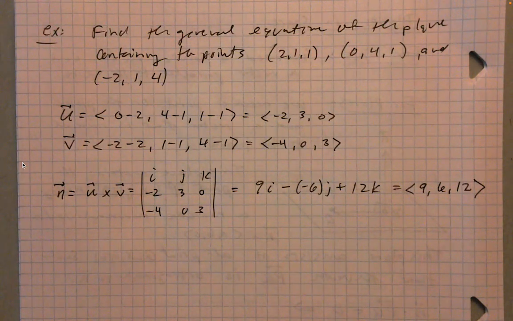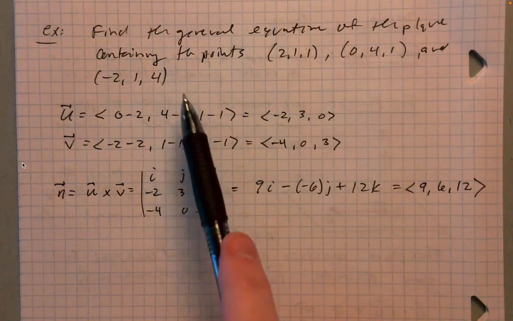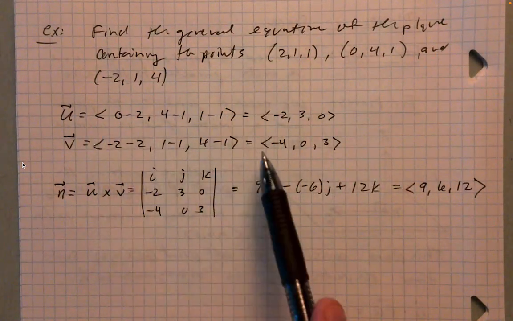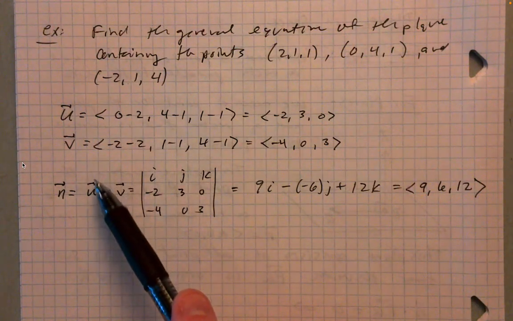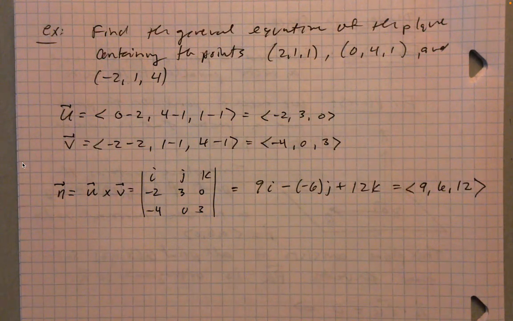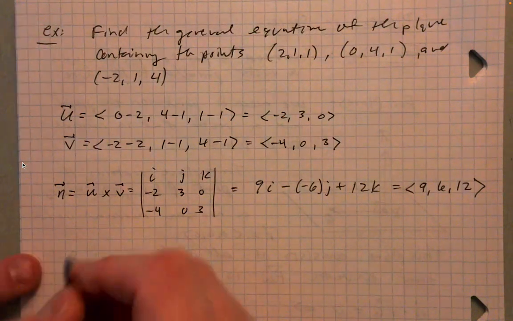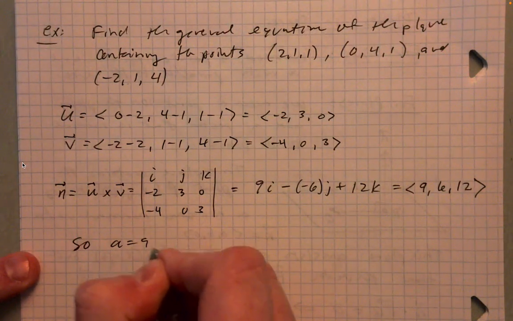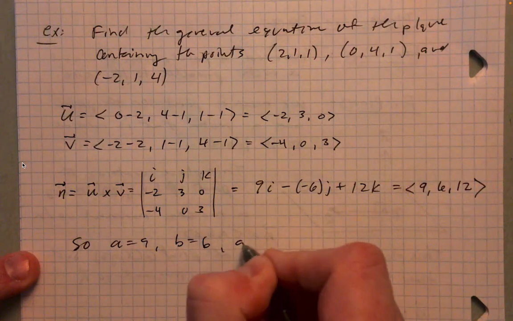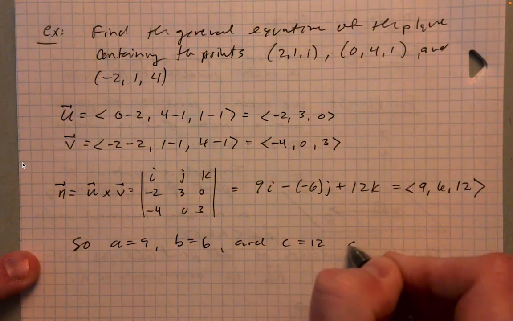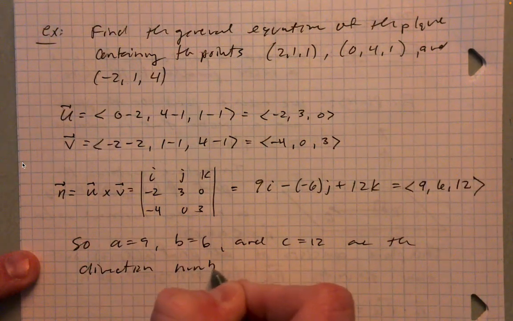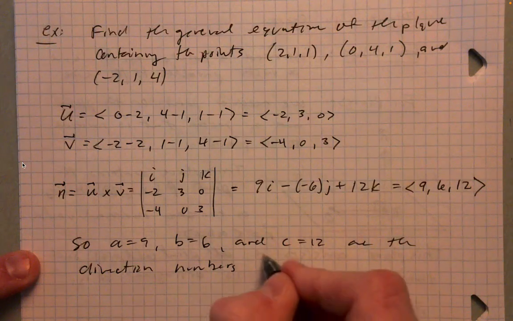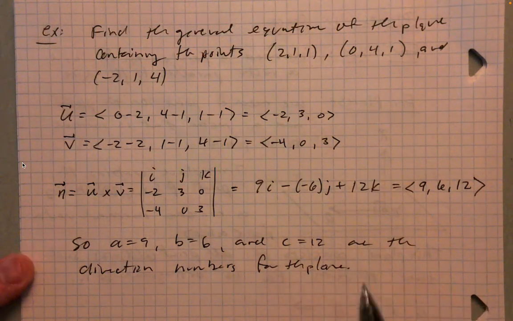Hopefully those steps are straightforward. We start with 3 points in the plane. From those, we can derive 2 vectors in the plane. From those 2 vectors, we can use the cross product to identify a normal vector to the plane. Once we have that normal vector, we know the direction numbers. So we can say a equals 9, b equals 6, and c equals 12 are the direction numbers for the plane.